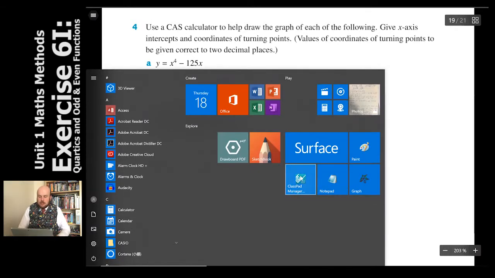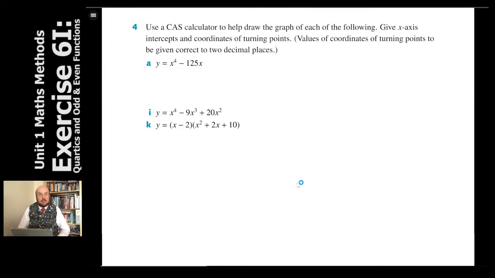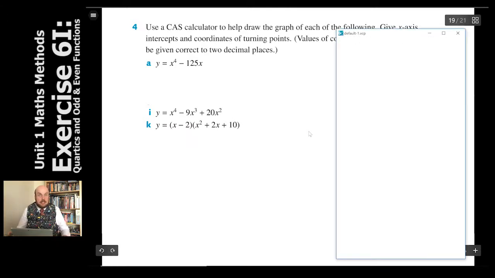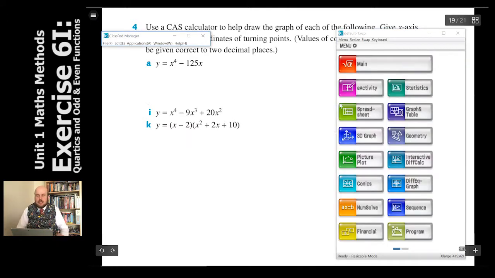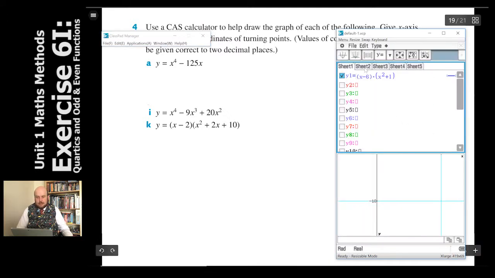So again, I'm going to use my Classpad, the sensible choice. Yes, I know that's controversial. Some people like the TI Inspire, but the Classpad, it's just nicer. So let's bring these up.